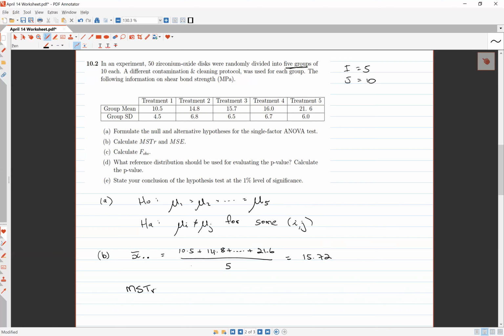Now we can calculate mean square of treatment, J over I minus 1. So in this case, 10 over 4. And now it will be each group average minus the overall average.